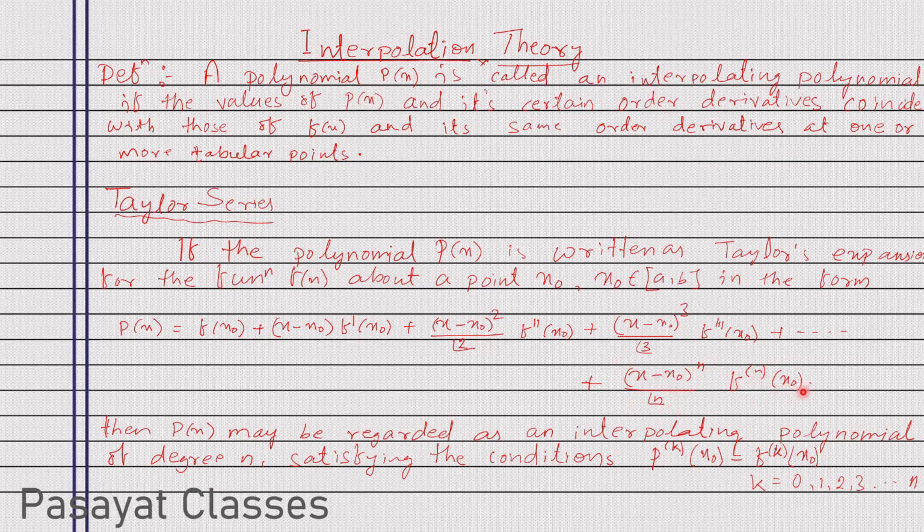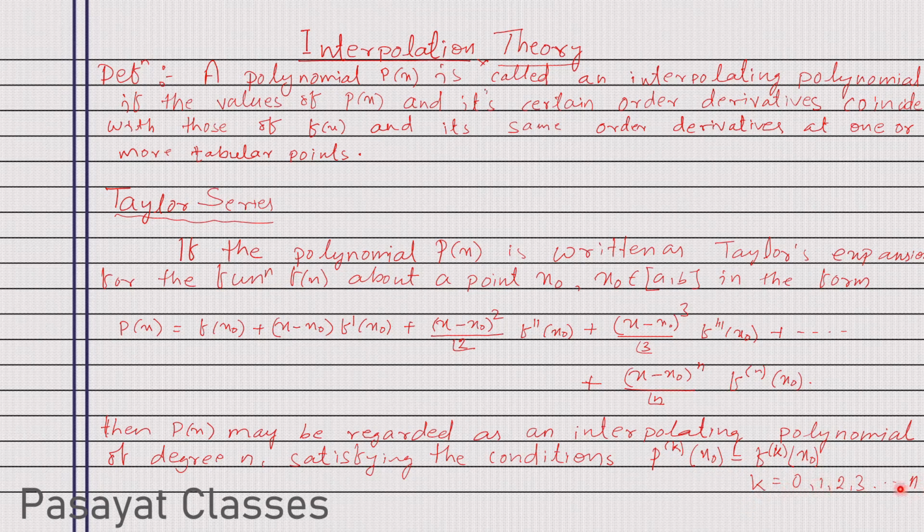Clear? Here also we get the error term, which I can explain in another slide. Then p(x) may be regarded as the interpolating polynomial of degree n satisfying the condition that the kth derivative of p at x0 is equal to the kth derivative of f at x0, and here the value of k lies from 0 to n.